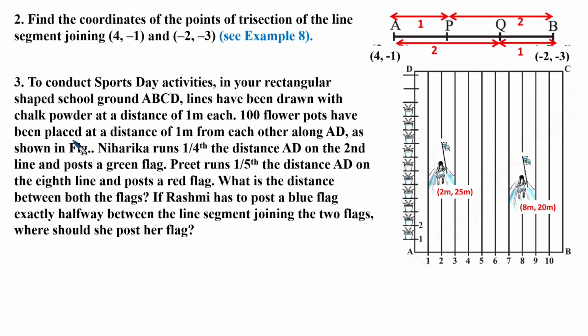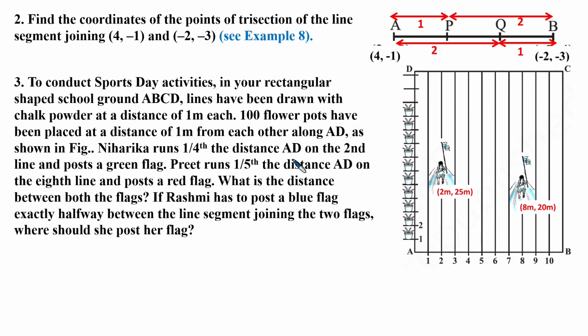100 flower pots have been placed at a distance of 1 meter from each other. So 1, 2, like this, 100 meters. That means 100 flower pots have been placed at a distance of 1 meter from each other along AD, as shown in the figure.